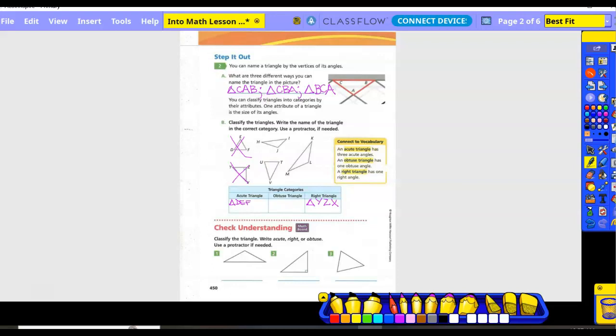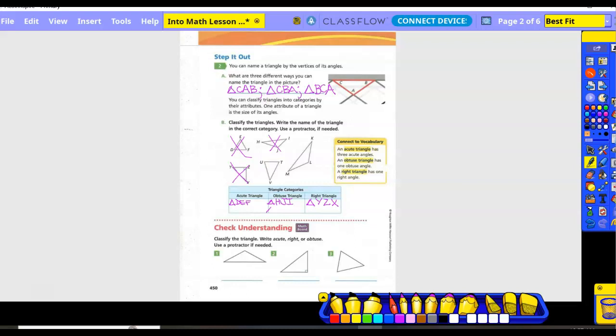Obtuse. What for sure has to be in the middle? H, J. HJI. Over here on triangle DEF, did it matter? No, because all of those angles were acute, right? Any other obtuse ones?